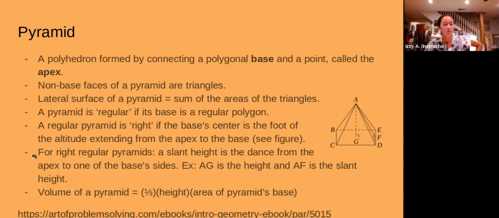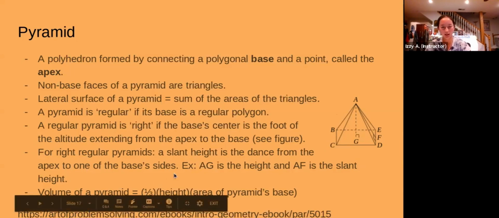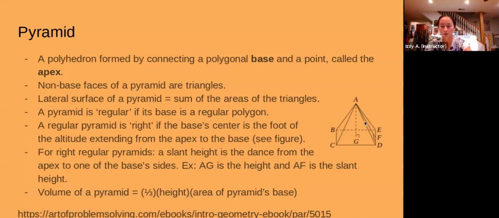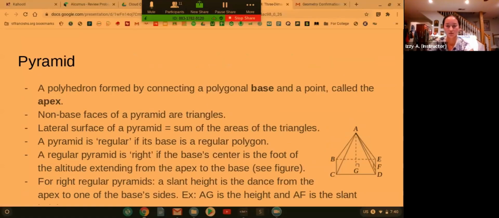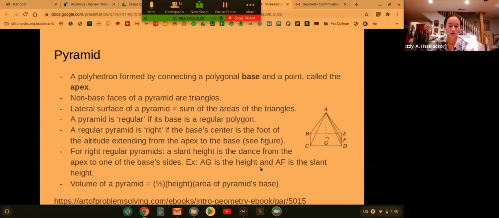Okay, so for right regular pyramids, slant height is the distance from the apex to one of the base's sides. For example, AG is the height and AF is the slant height. So notice the difference there. Just be careful when it comes to figuring out what the height is. Don't get confused between the regular height and the slant height. And the volume of a pyramid is 1/3 times the height times the area of the pyramid's base. And I will go ahead and fix dance to distance.